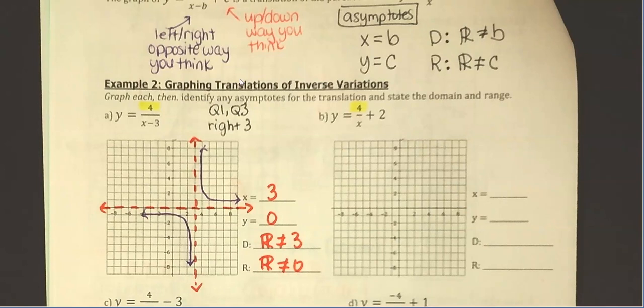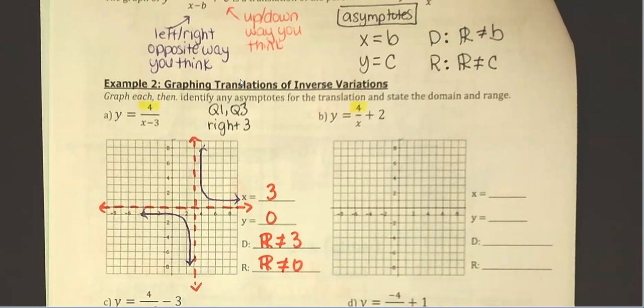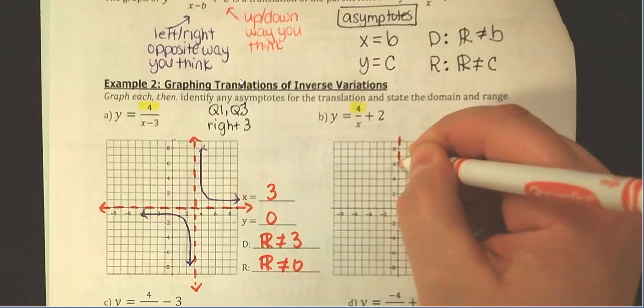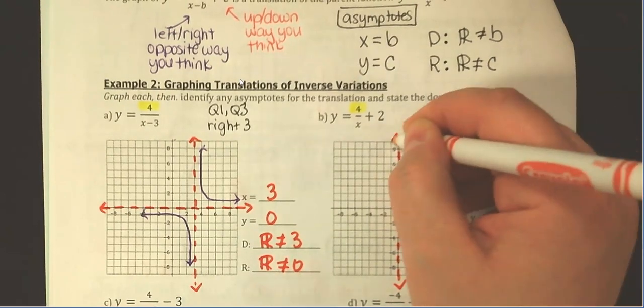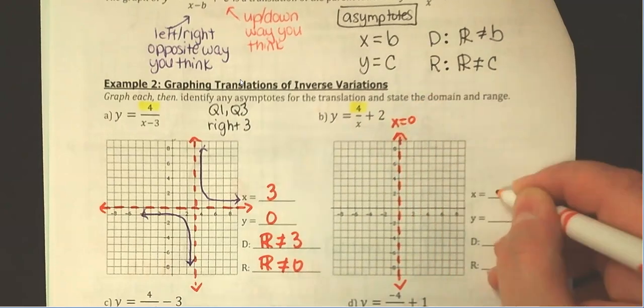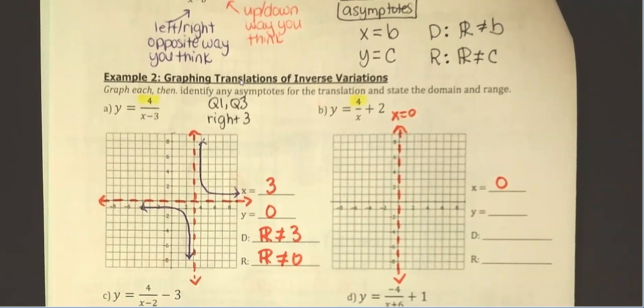Does anybody have a question? Okay, what am I doing here? Left, right, up, down. I have 4 over x plus 2. Do I move left or right? No, nothing with the x. So x equals 0 is actually the y-axis, and I know this is tricky. That is x equals 0 right there. All the x coordinates are 0 as you travel up and down. The y coordinates change, but x equals 0. Any vertical line is x equals that number.